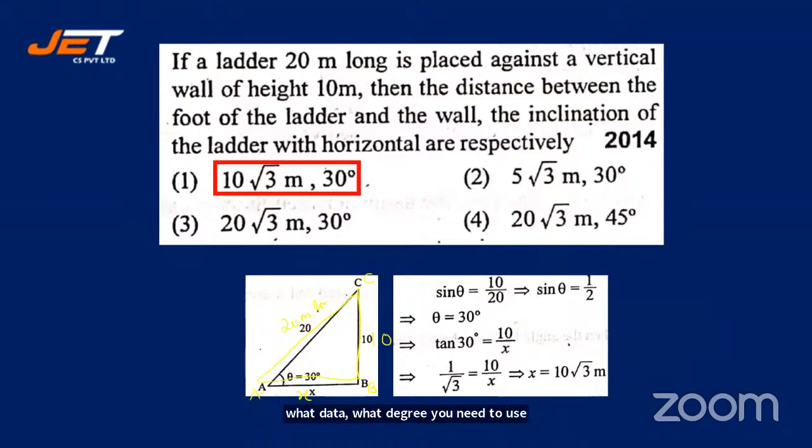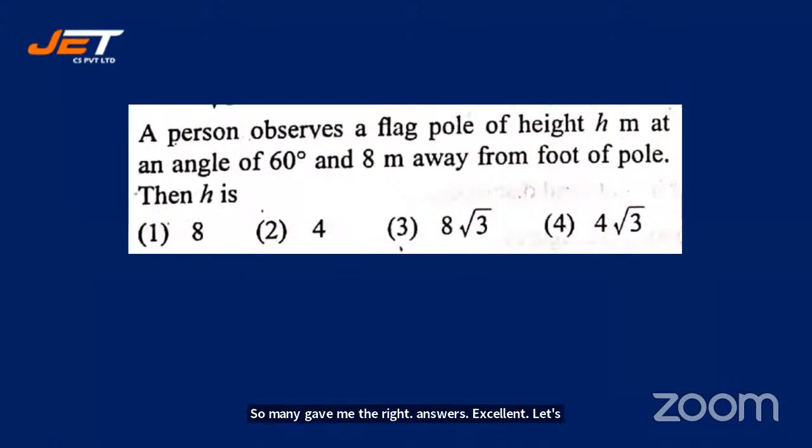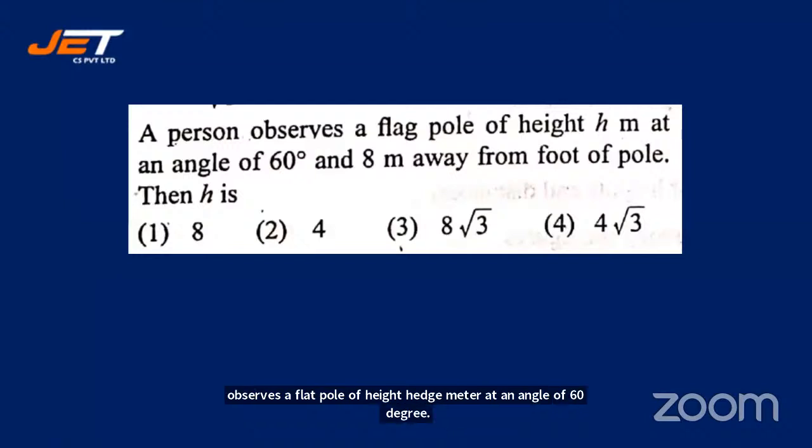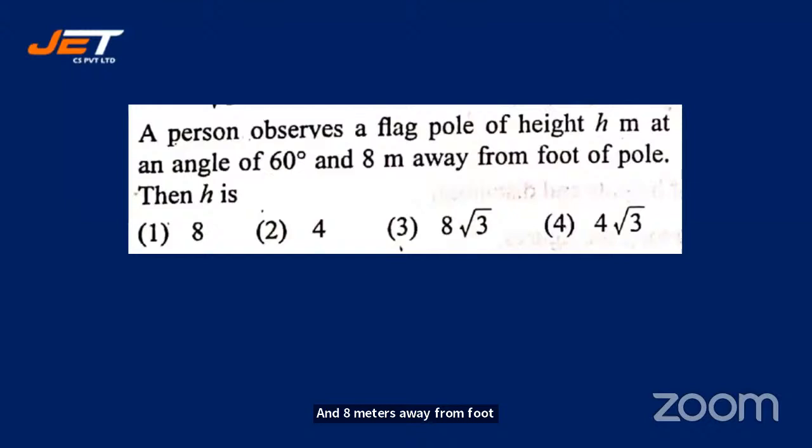All right, students. So many gave me the right answers. Excellent. Let's move on to the next question. A person observes a flagpole of height h meter at an angle of 60 degree and 8 meter away from the foot of the pole, right? So then what is the height? I can give you a clue, use tan theta, because height is given and the foot, that is the base, is given. So that is how you should quickly think that tan theta can be used. 45 seconds, a very simple question indeed. Let's see how many are going to give me the answers.